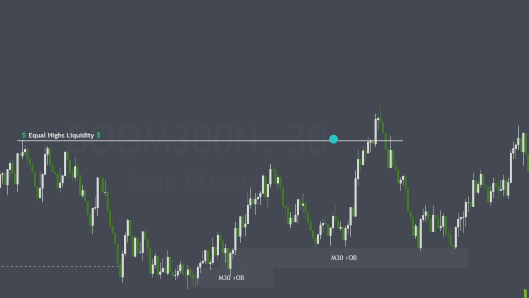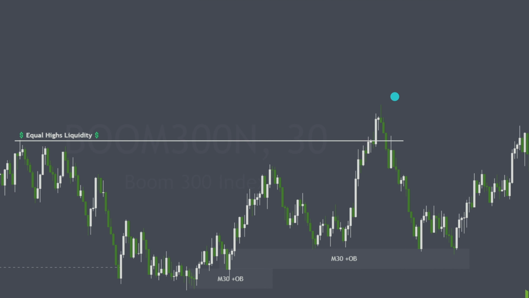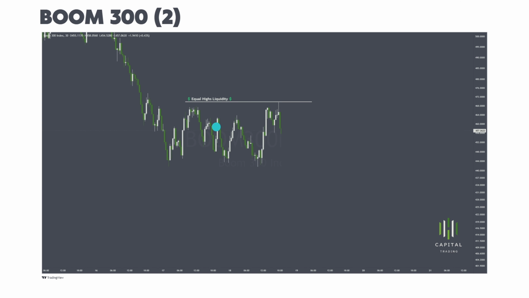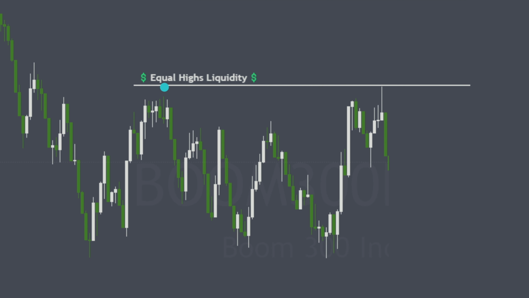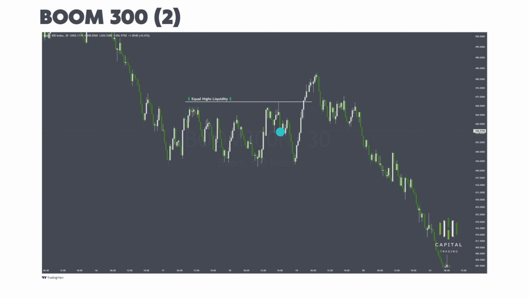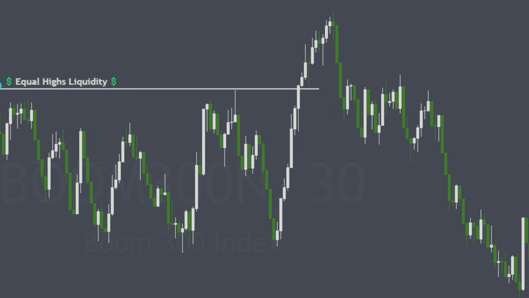So we had that happening here. Price did that, right? Now let's look into the second example. So we had price forming this 1, 2 relative equal highs. So let's see if price is going to run them over. And we had price dropping and then spiking up to reach into these equal highs liquidity.